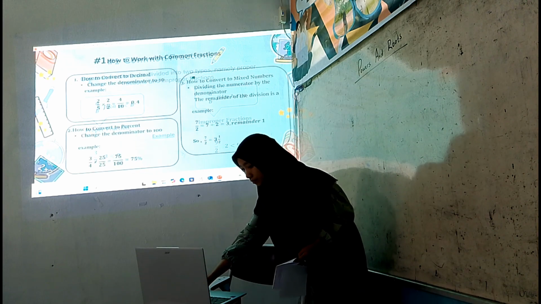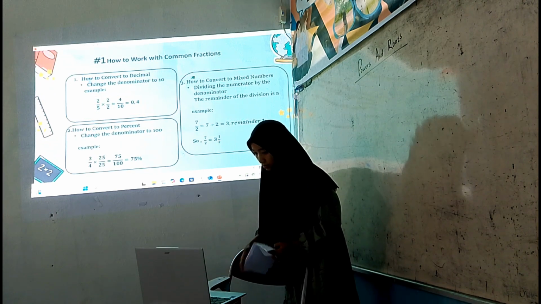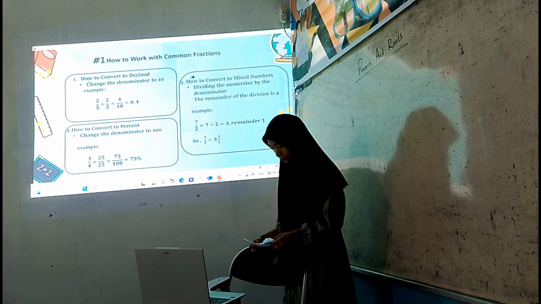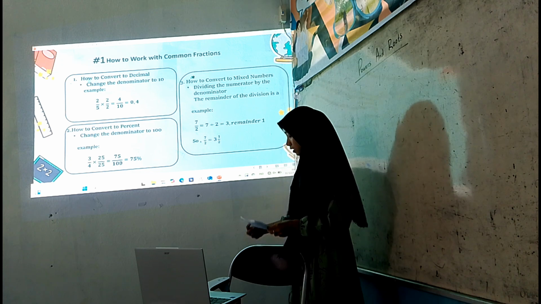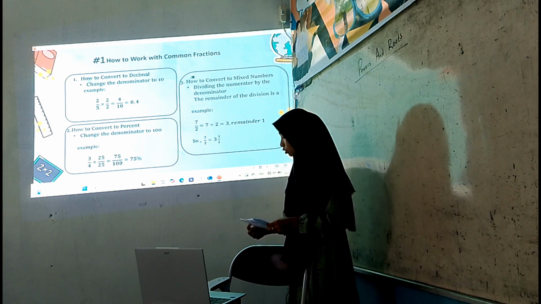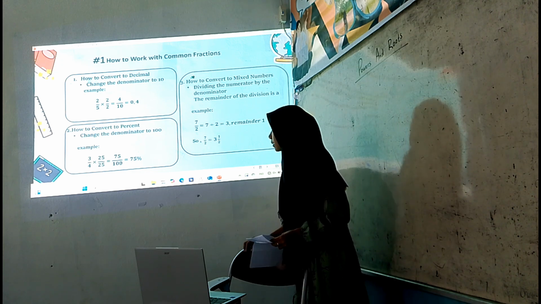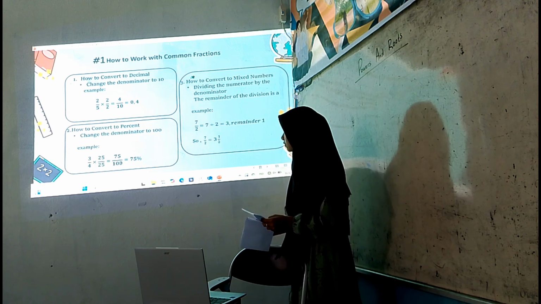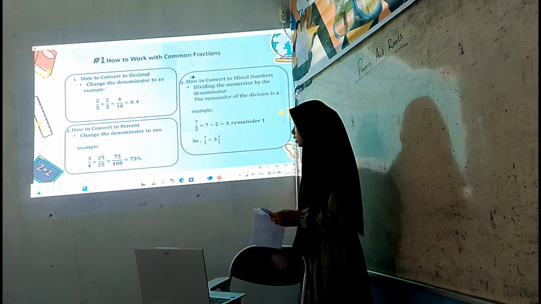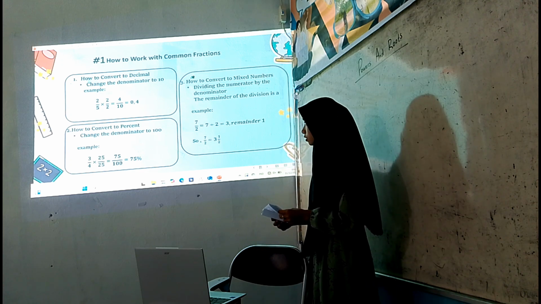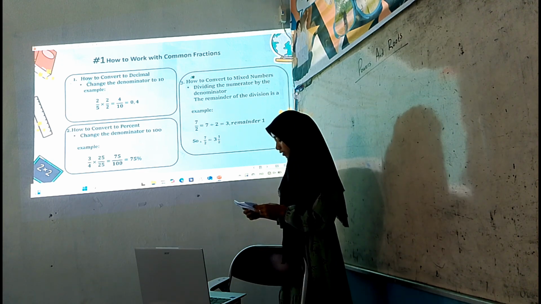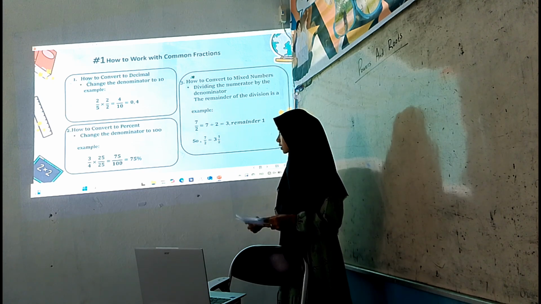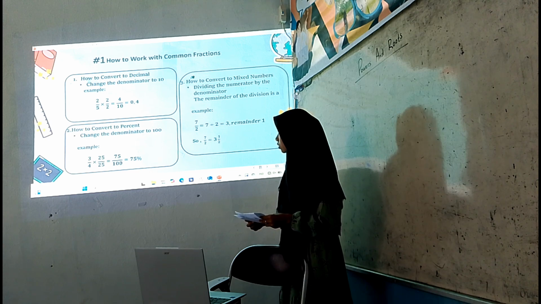Next, how to work with common fraction. The first, how to convert to decimal. We can change it by changing the denominator to 10. Example, 2/5 times 2/2 equals 4/10. Now, 4/10 as a decimal number is the same as 0.4.